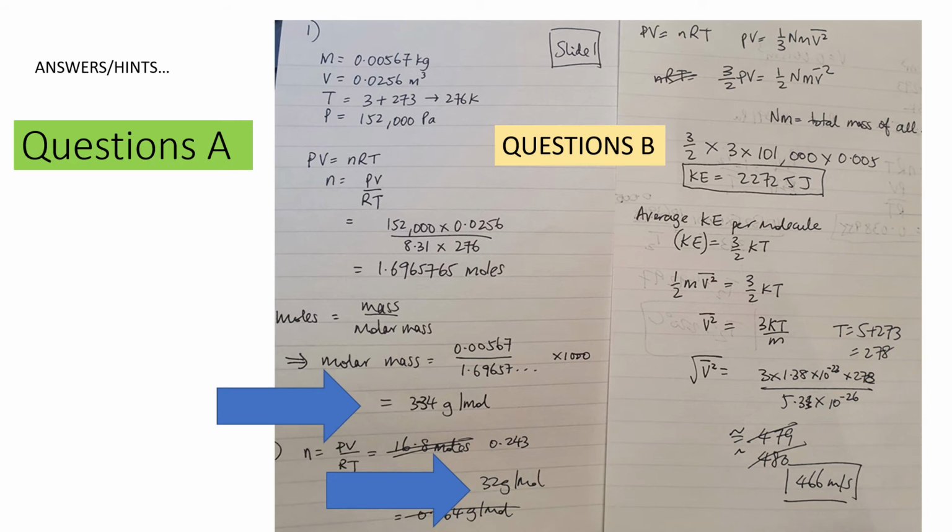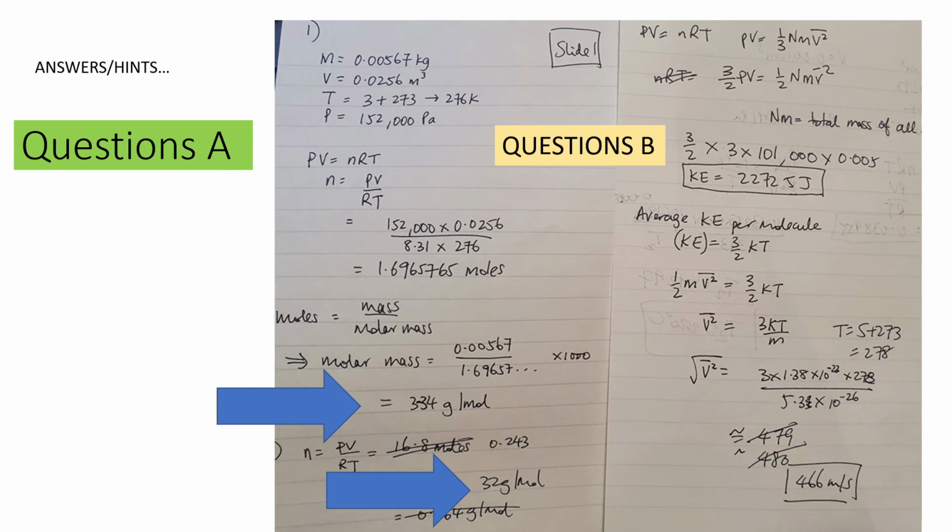1.6965765 moles. But the question is asking for the molar mass. So molar mass is equal to mass divided by the number of moles. You've worked out the number of moles, which is roughly 1.7, and you've got the mass in the question. So you do mass divided by the number of moles. But I did it in kilograms, and the question says leave your answer in grams per mole. So the answer should be 3.34 grams per mole.